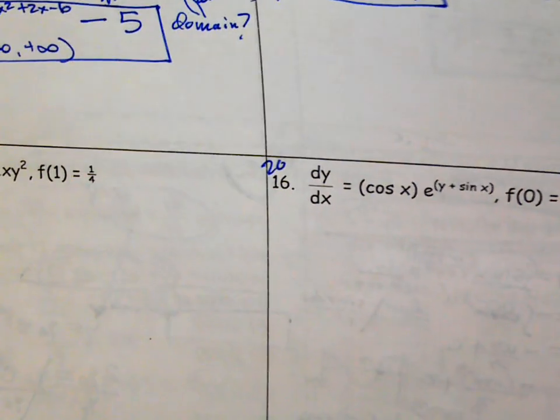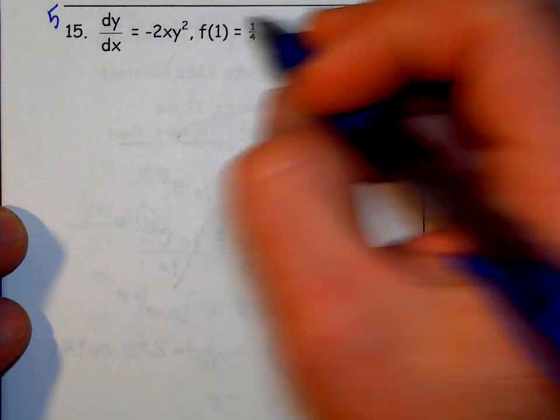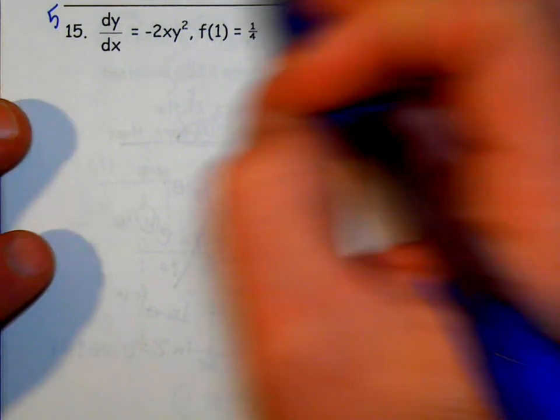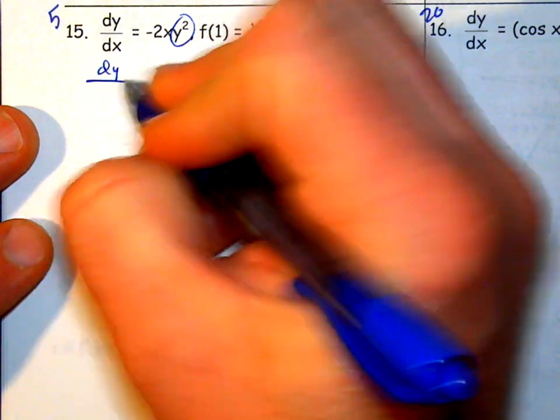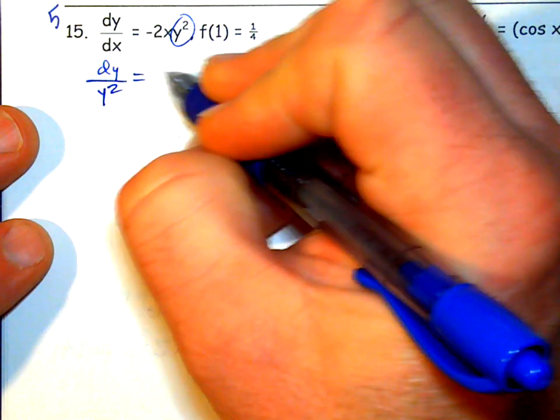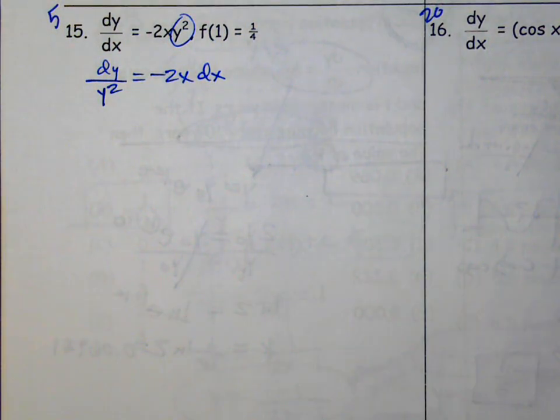Okay, and we're going to see a good one really soon. Number 15 isn't that one yet, though. 16 is kind of crazy. Now we got to separate the variables, so I'm going to divide the y squared to the left-hand side. I'm going to leave the negative 2. I leave as much stuff on the right-hand side as possible.